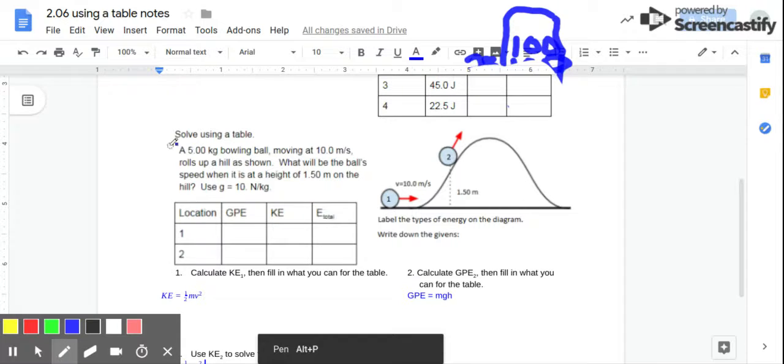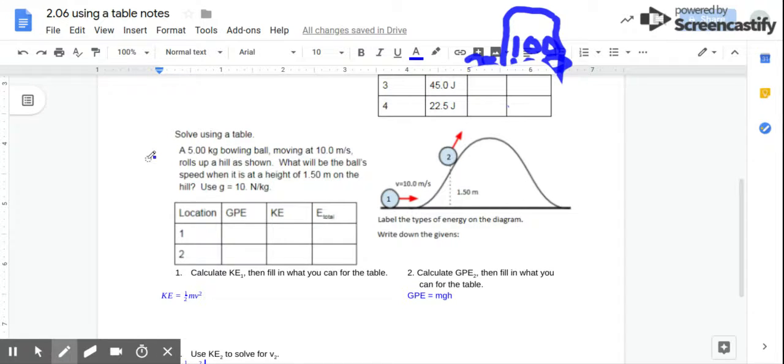So we're looking at here, we've got a 5-kilogram bowling ball. It's moving at 10 meters per second. We rolled it up a hill. What will be the speed when it has a height of 1.5? And we're going to use g equals 10 like we do.